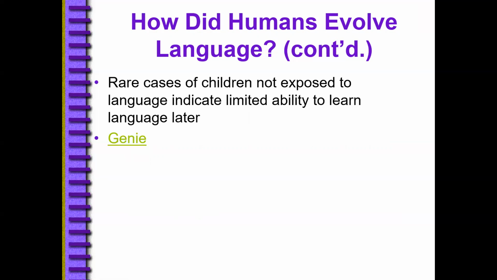And this is the link for the Genie video. Those very rare cases of kids not exposed to language at all indicate a limited ability to learn language later. She did learn some language, there was progress, but it wasn't completely fluent. It wasn't normative language development for someone of her age. Please do watch this. It's sad though, so do keep that in mind. Genie's case is very sad, but interesting too.